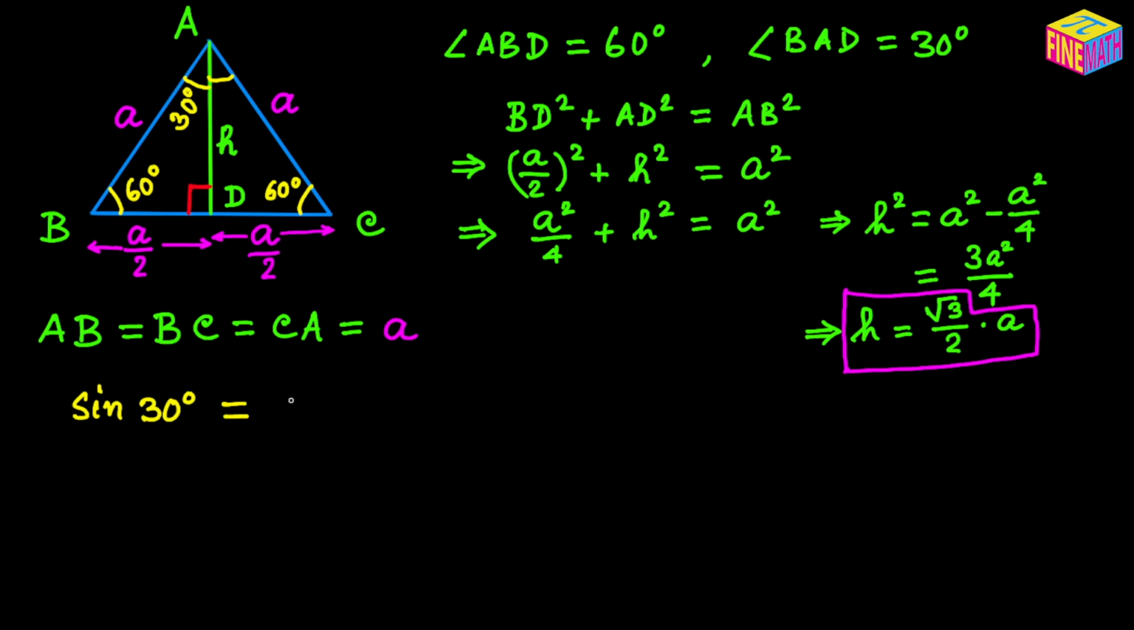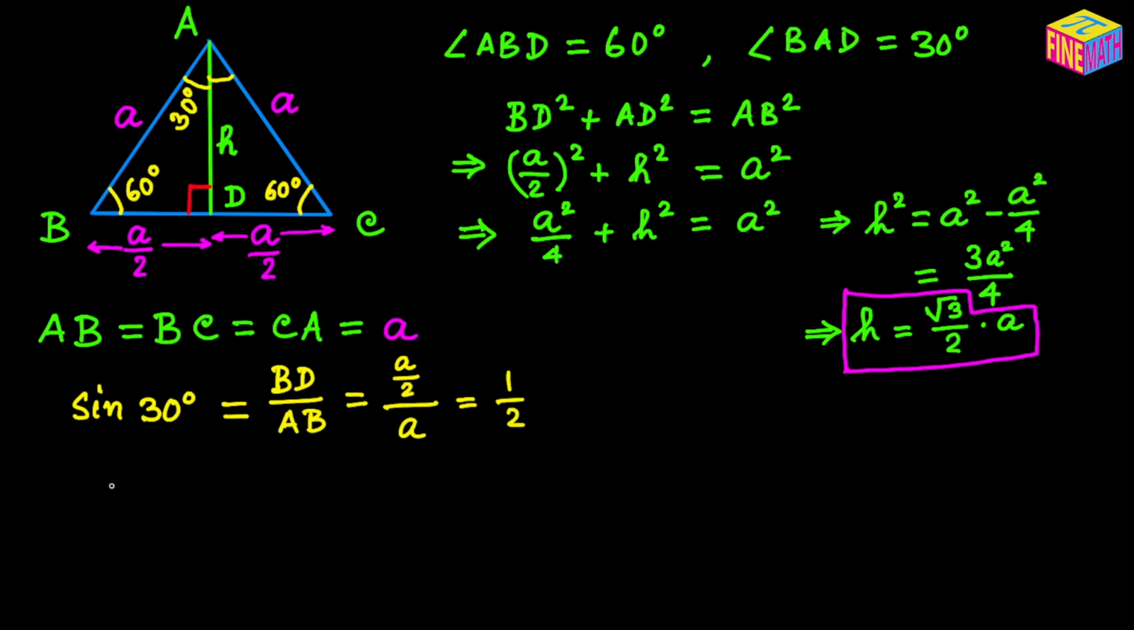So here let me write it down. So sine 30 degree would be opposite side, which is the BD. We can say BD divided by hypotenuse, which is the AB. Now what is the length of BD? Well, BD is a by 2, and then what is the length of hypotenuse? That is a. So from here this will come out to be 1 by 2. So sine 30 degree is 1 by 2.